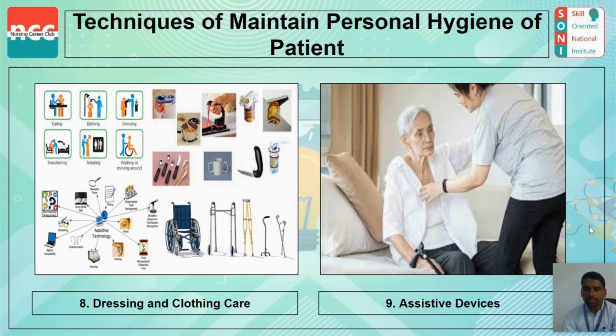Ninth one is assistive devices. There are many types of assistive devices like a walker, crutches, a stretcher and a wheelchair. These are the assistive devices. A patient can use these devices at any time for fall prevention.